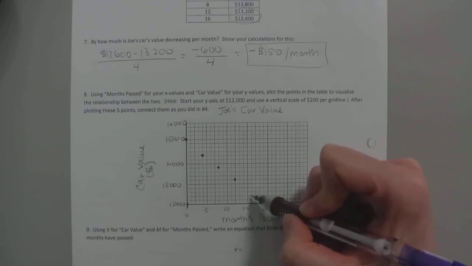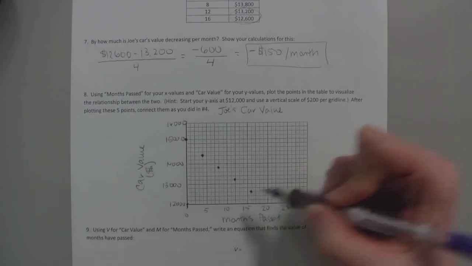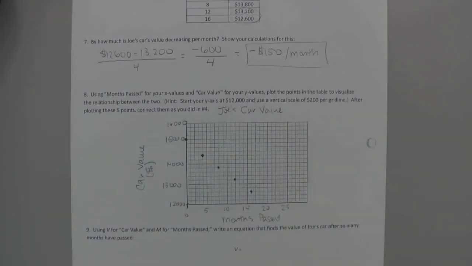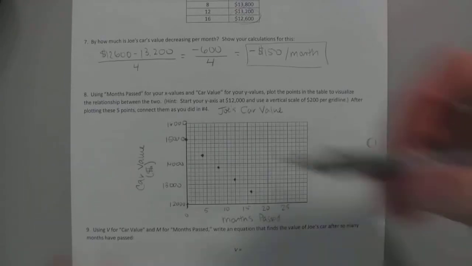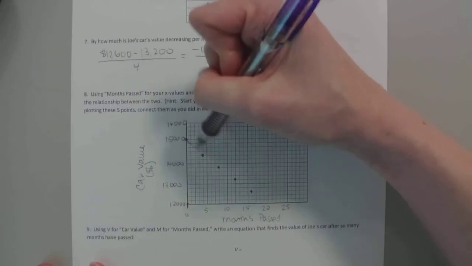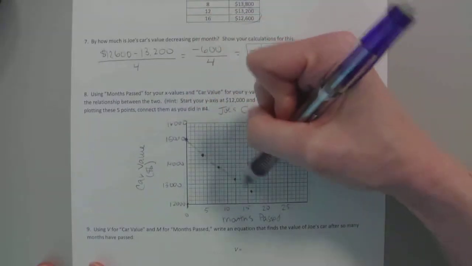And then last but not least, 16 months have passed. So we're going to be 1 block past the 15. And then 12,600. We're at 12,000. We'll just count up 3 because it goes 200, 400, 600. So just be careful. Remember, each of your blocks are worth 200 vertically, okay? So this was 2 over, so that's 14,400. This was 2 below, so that was 13,800. This was 2 over, so that was 13,200. And then that was 2 under, so that's, or 3 under, right? No, just 2. So it's the 600.